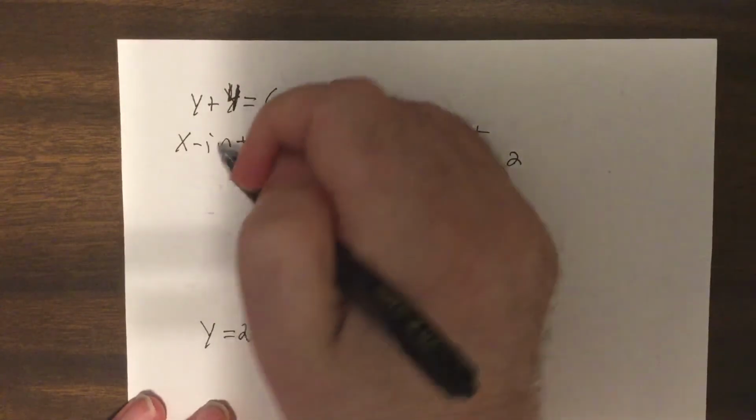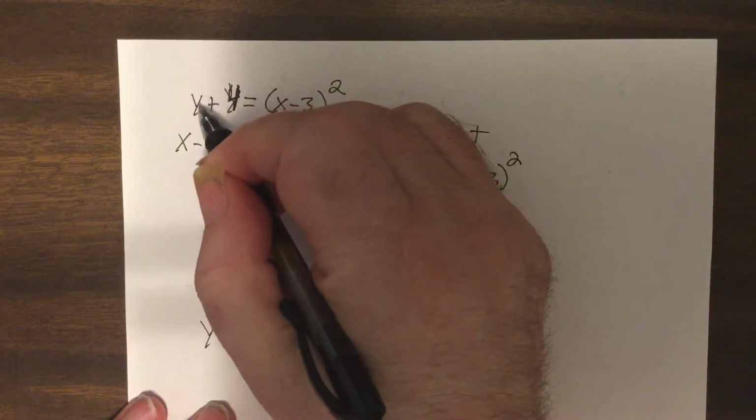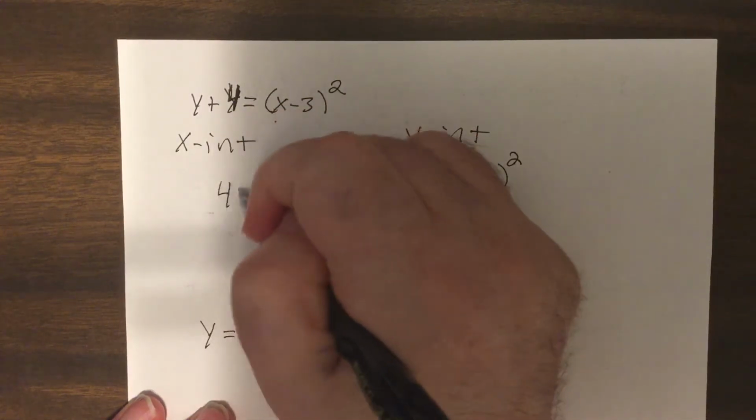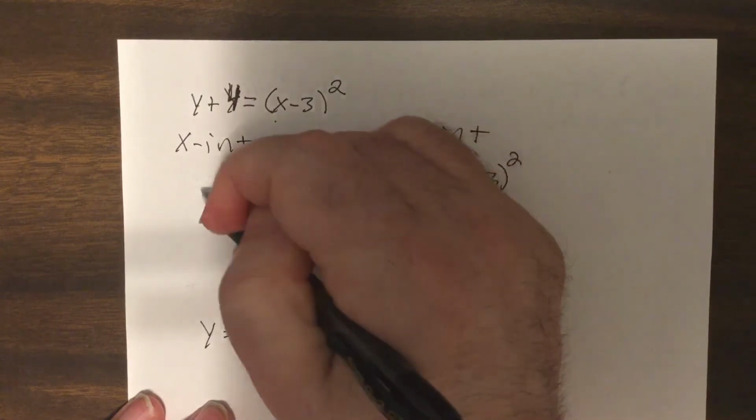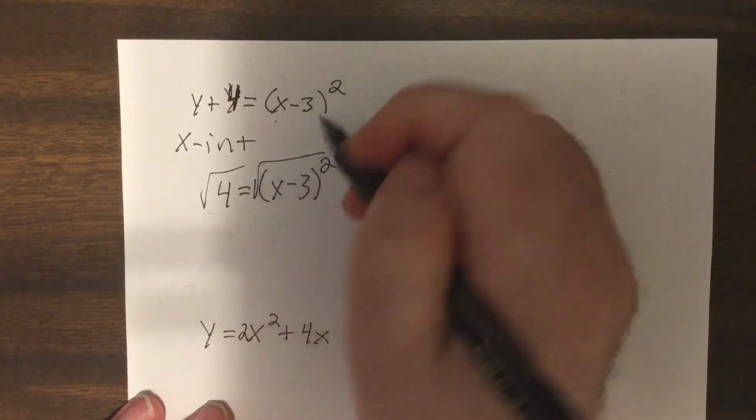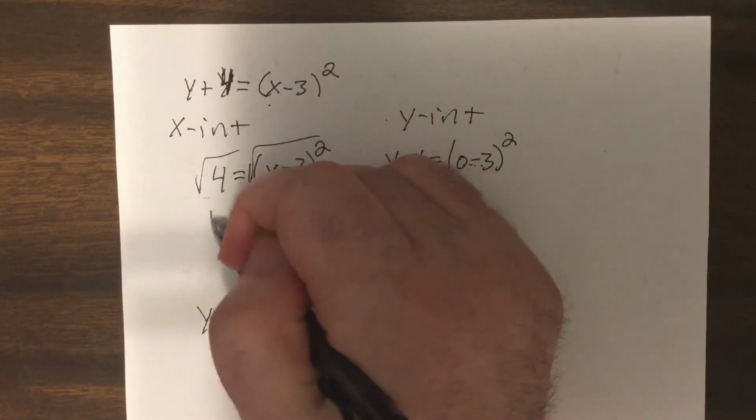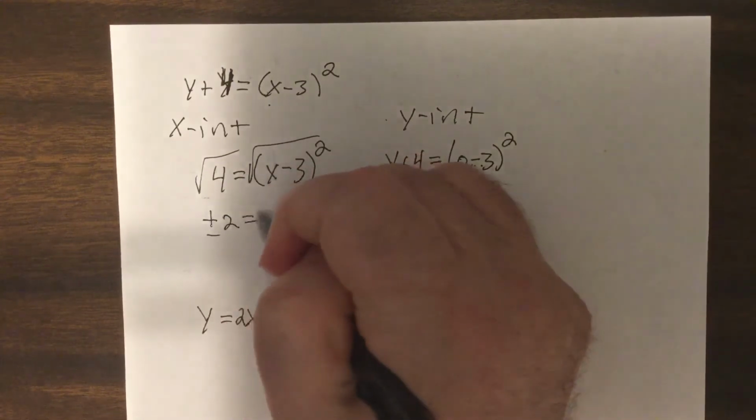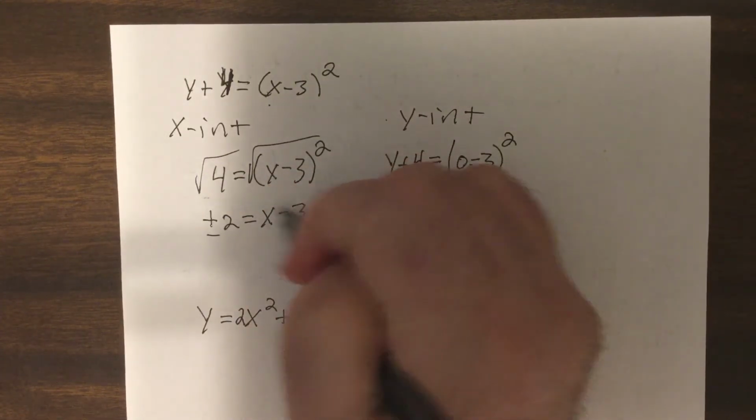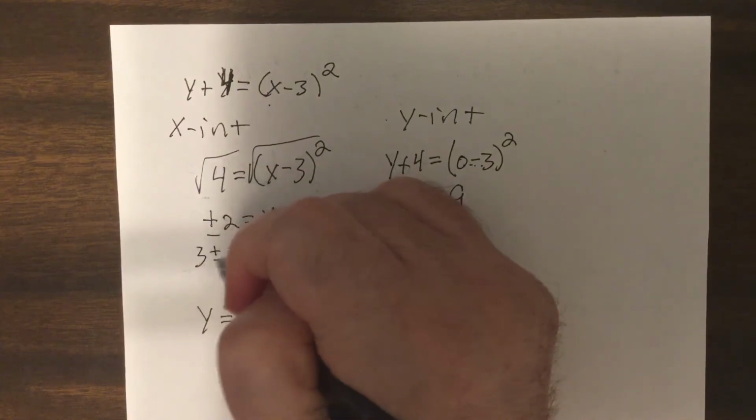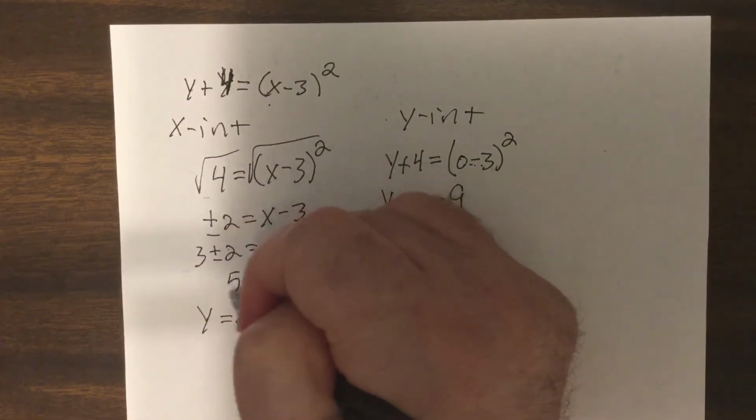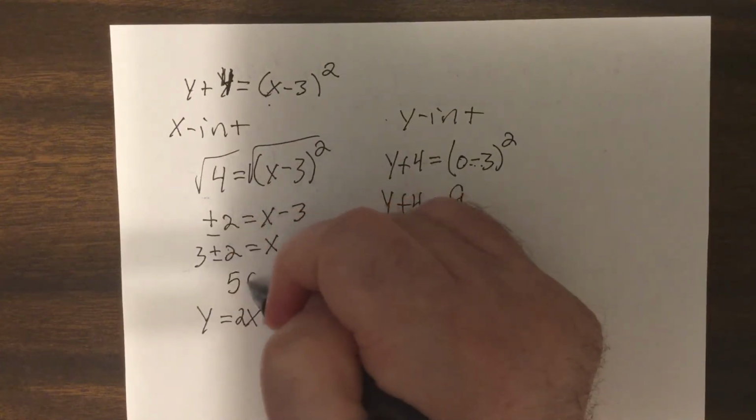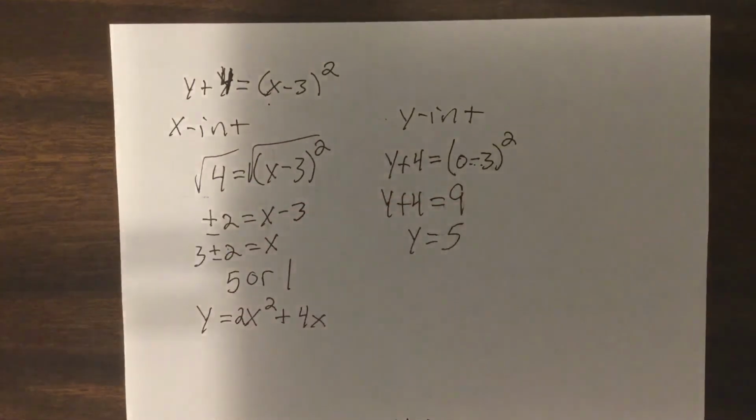Here, to find the x-intercept, you put 0 in for y and solve. So you have 4 equals x minus 3 squared. You square root both sides, and most people forget this is plus or minus 2. So then you add 3. So 3 plus 2 is 5, 3 minus 2 is 1.